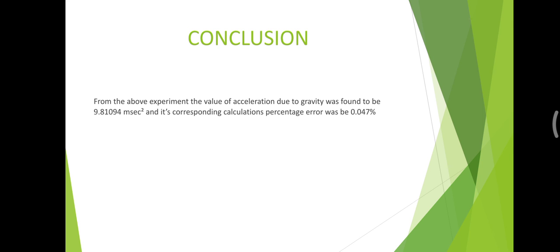Conclusion: from the above experiment, the value of acceleration due to gravity was found to be 9.81094 meters per second squared, and its corresponding calculated percentage error was 0.047 percent. Thank you.